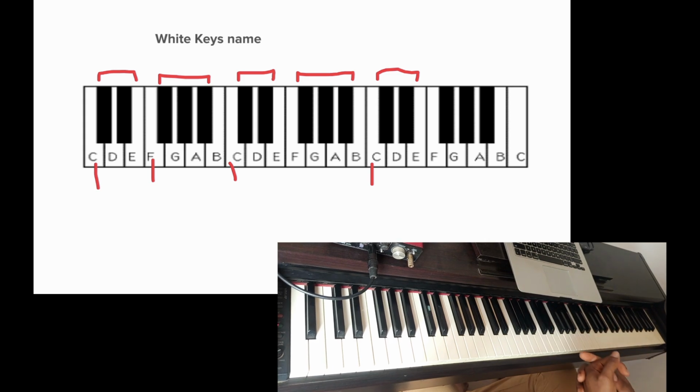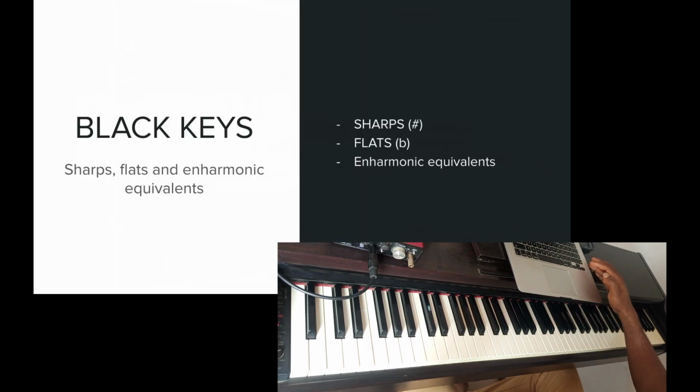So we'll be moving on to understand the names of the black keys. And you know, the black keys literally got their names from the white keys. Before we go into the names of the black keys, I want to explain some concepts. First on the list of concepts to explain is the word sharp.